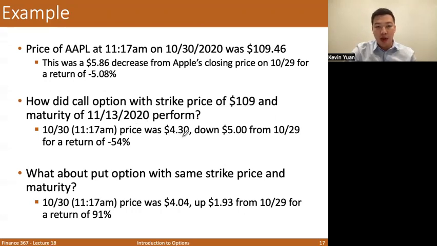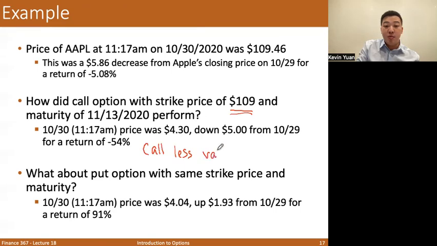Well, you'll notice that essentially this call option became less valuable. Why did it become less valuable? Well, because with a strike price of 109, that gives you the right to buy it at 109. But if the stock price decreased, the right to buy it at a cheaper price really doesn't get you that much of a good deal because the price went down significantly. So as a result, your call option became less valuable. Because the price went down, it's not as good of a deal.